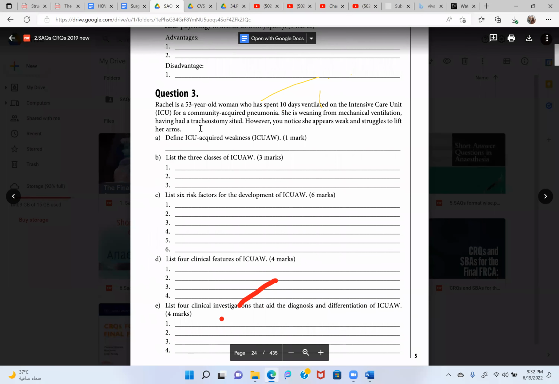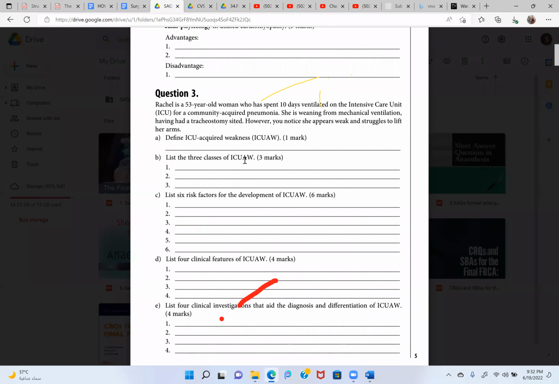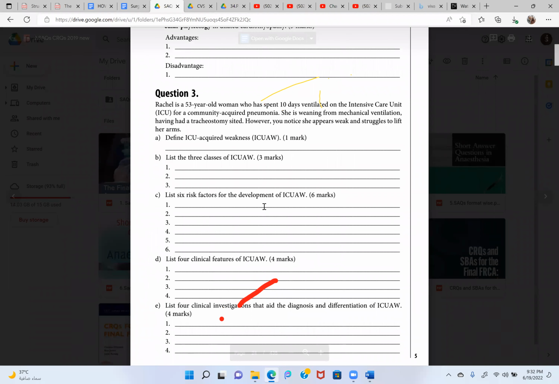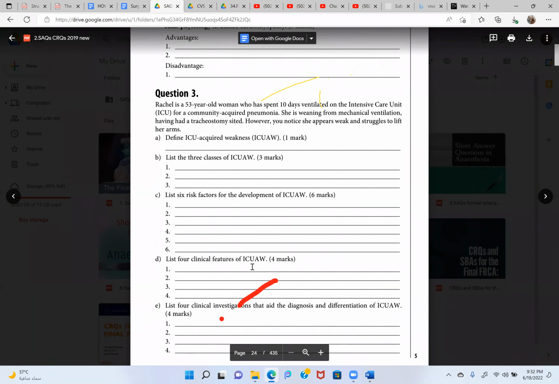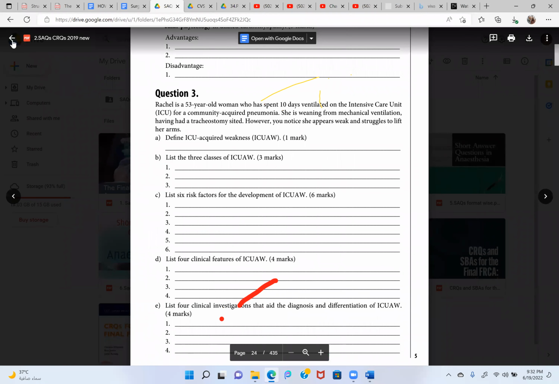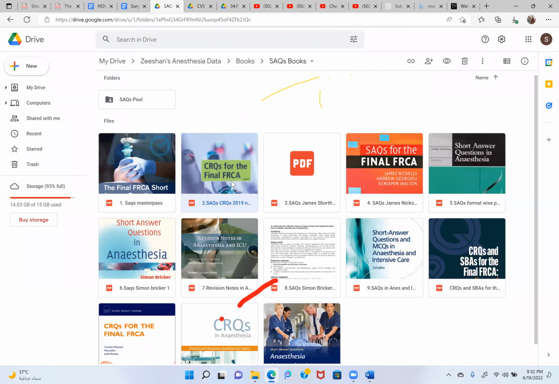Define ICU acquired weakness. List 3 classes of ICU acquired weakness. List 6 risk factors for development of ICU acquired weakness. List 4 clinical features of ICU acquired weakness. Your whole topic will be covered, believe me. But unfortunately, you are not in the habit of studying like that, because you are in the habit of worshipping Manhus Morgan. So it's not easy for you to swallow.